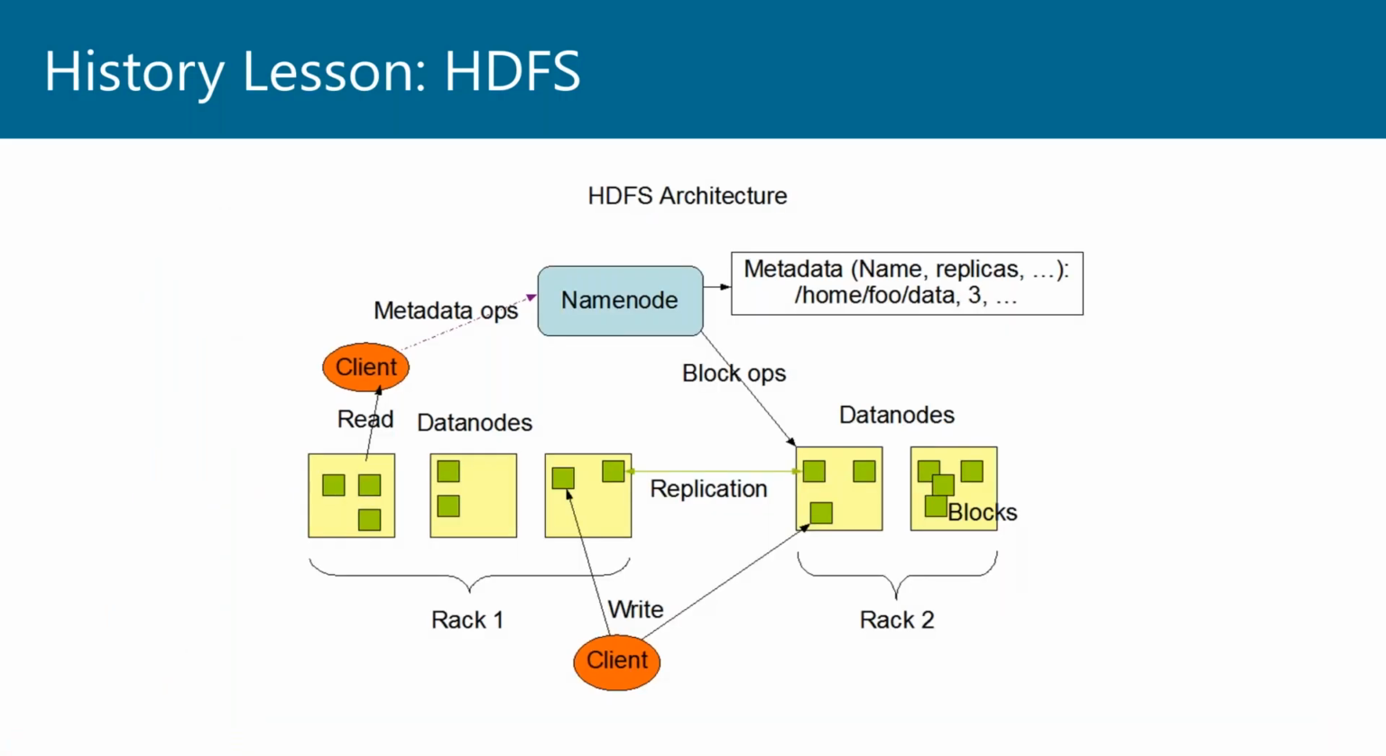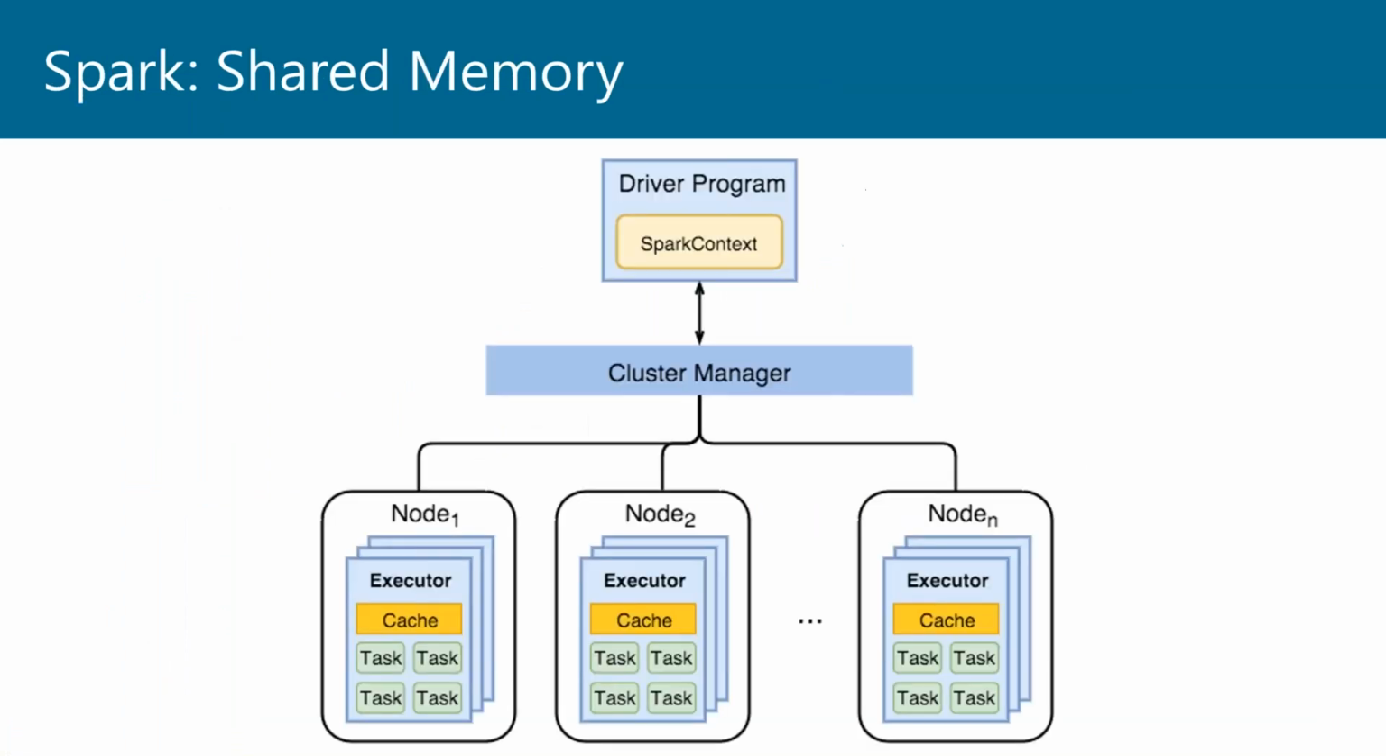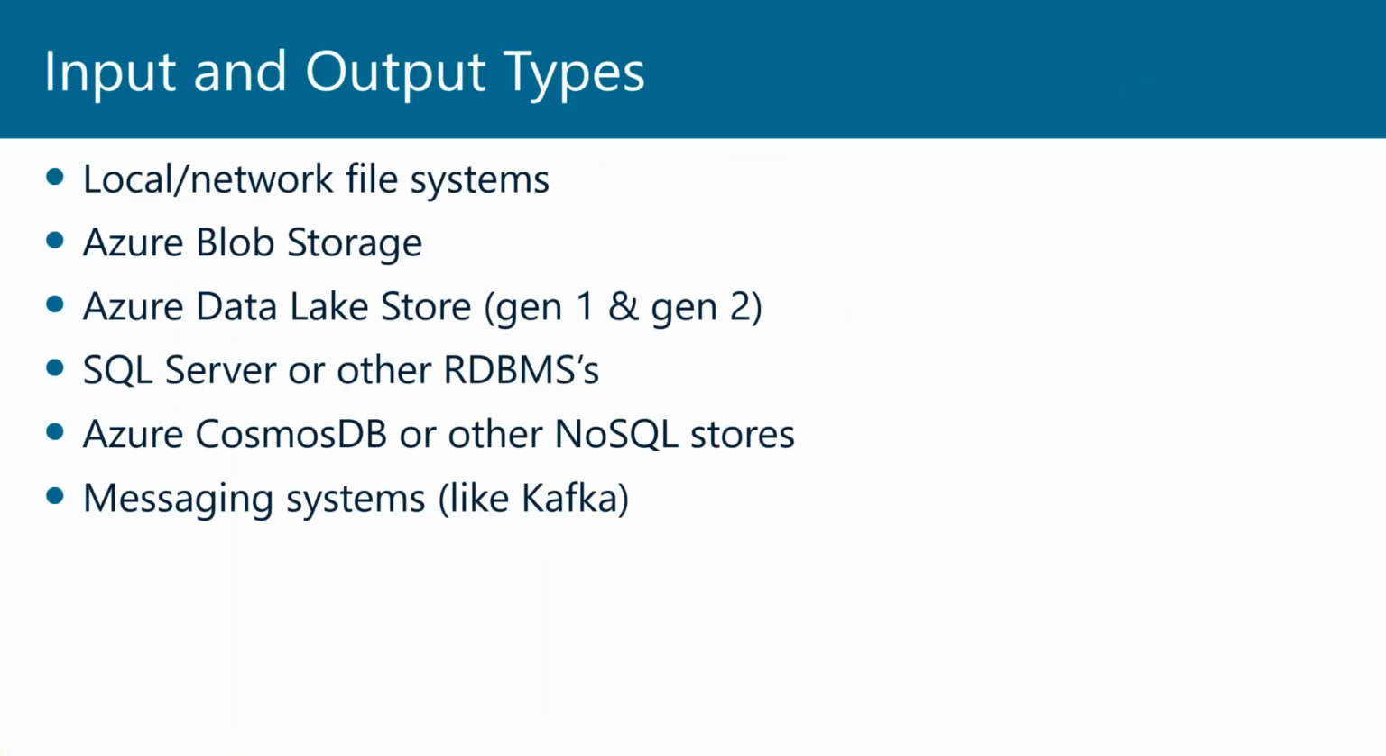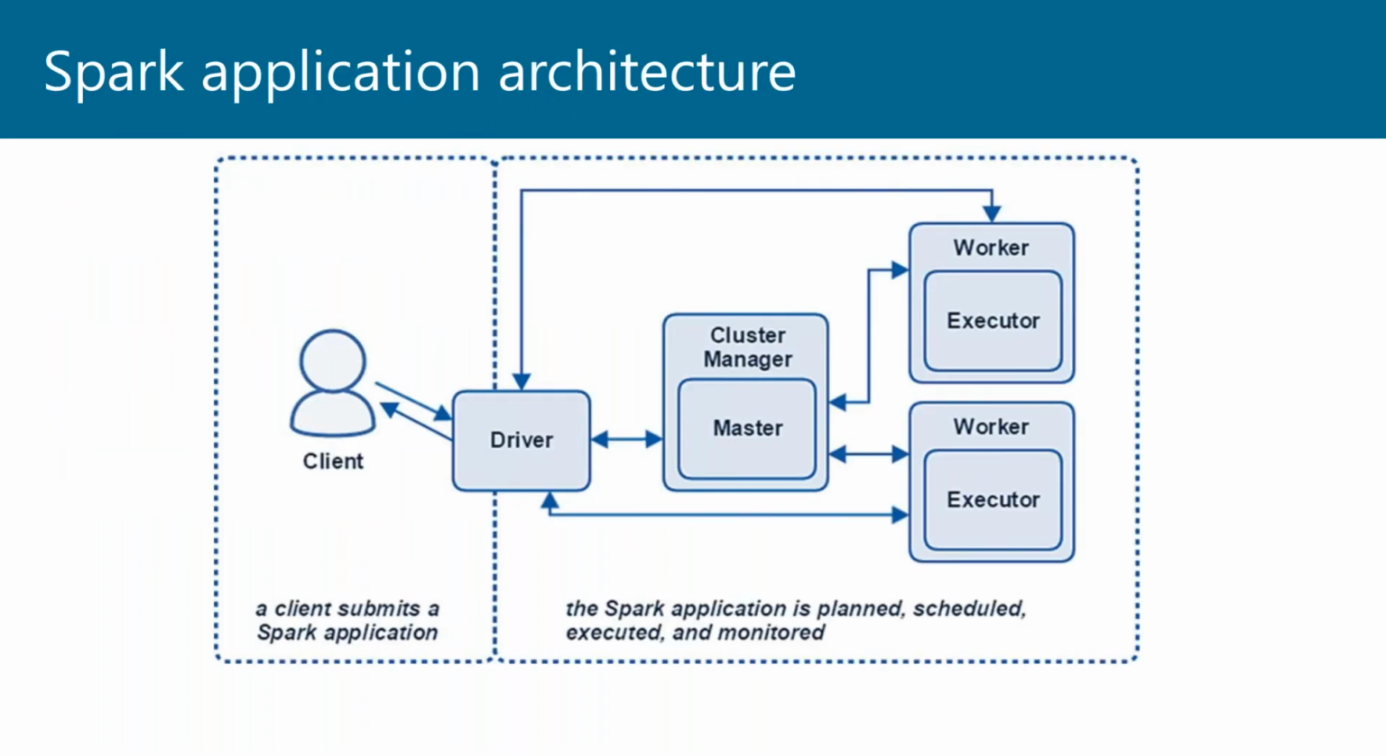Okay, so we talked about HDFS, we talked about resource negotiation, we talked about shared memory. Okay, Spark can read data in or out of any of these data sources that you'd like. So you can see a lot of Azure stuff there, but the messaging systems could also be Azure Event Hub too. And Azure Blob Storage, Data Lake Store, SQL Server. Cosmos is a huge data source for Spark jobs and Azure Databricks.